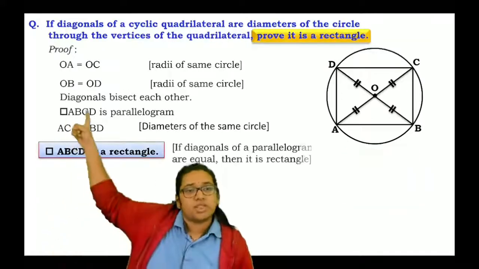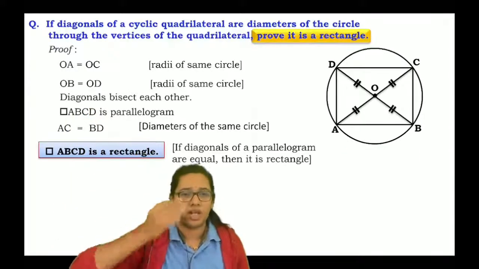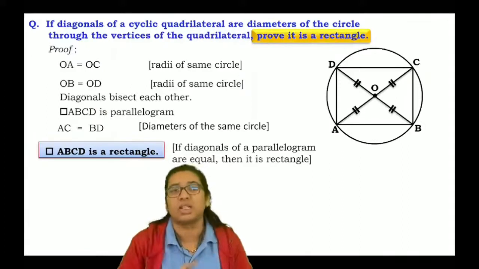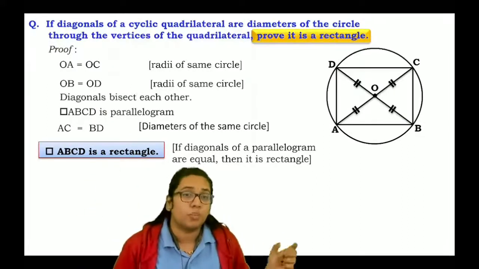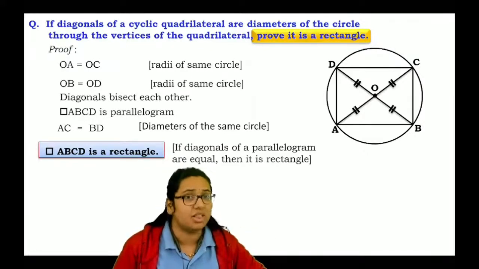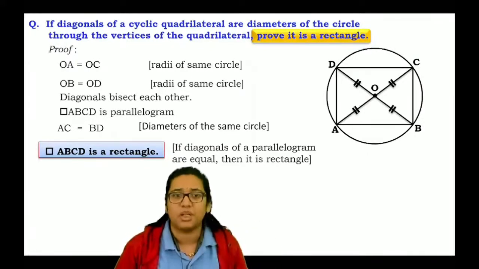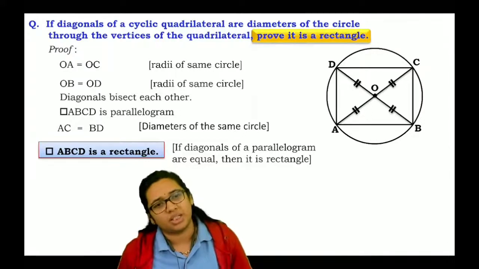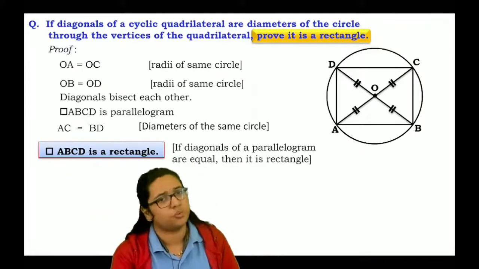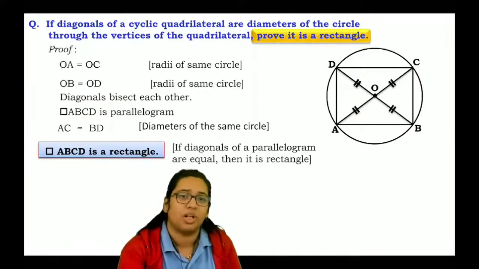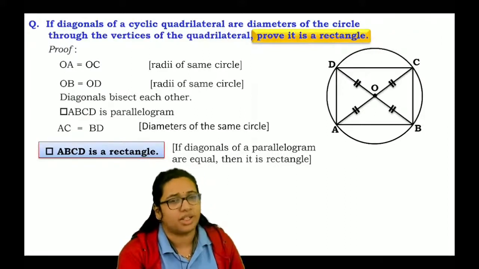मतलब फर्स्ट केस में आपने प्रूव किया था क्या, जो डायगोनल्स रहते हैं वो बाइसेक्ट करेंगे. सेकेंड केस में आपने क्या प्रूव किया, जो भी आपको ये डायमीटर्स मिलने वाले थे, जो भी डायगोनल्स रहेंगे आपके, दोनों आर इक्वल इन लेंथ. So these two are just sufficient conditions to prove that the given parallelogram is a rectangle.